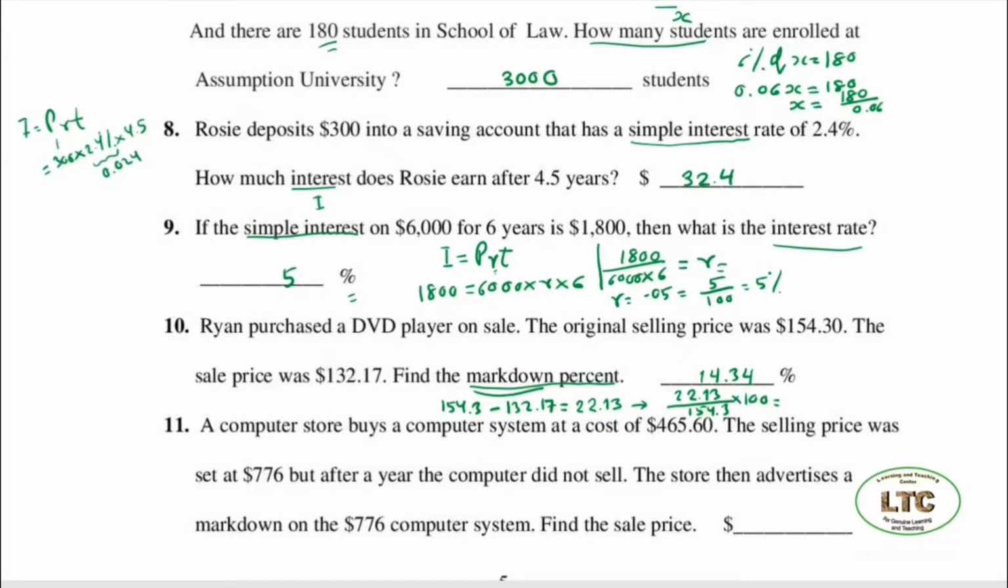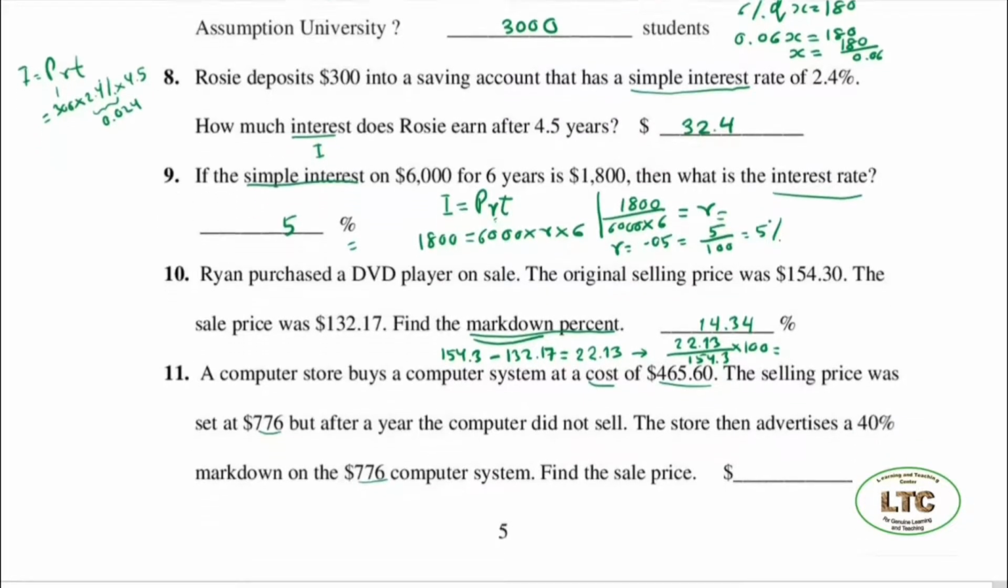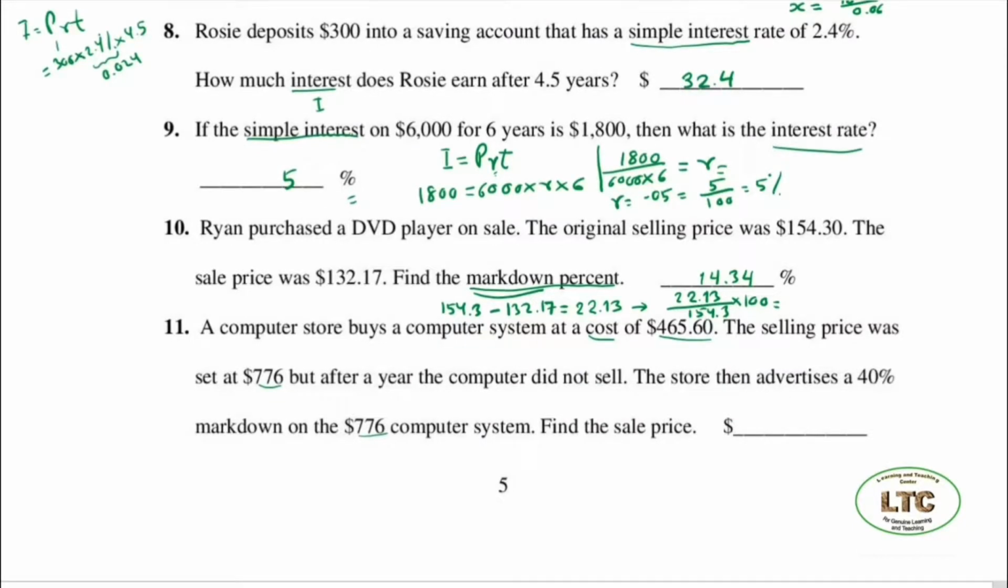11. A computer store buys a computer system at a cost of 465.6. The selling price is higher than the cost price. Selling price was 776. Okay, selling price is higher, therefore markup. But after a year, the computer did not sell. The store then advertises a 40% markdown on the 776 computer system. Find the sales price. So discount is 40% off 776.